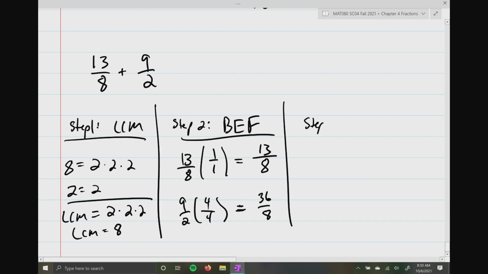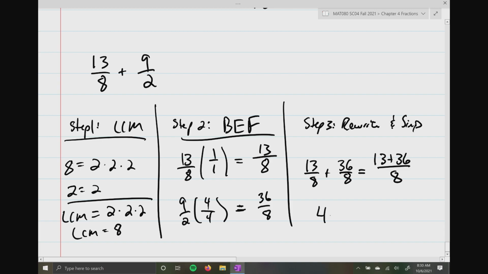Step 3. Just rewrite it and simplify. 13 over 8 plus 36 over 8. Now, last time I checked, you write one big numerator with the same denominator, and then 13 plus 36 is 49 over 8?